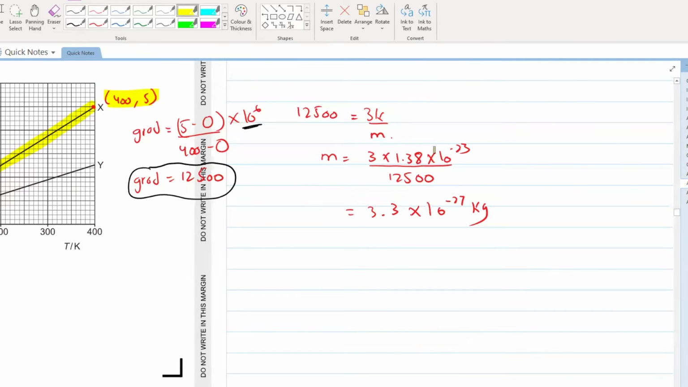What is k? 1.38 into 10 raised to the power of minus 23. That is the Boltzmann constant. Bring the gradient to this side. The mass of one molecule of X comes out to be 3.3 into 10 raised to the power of minus 27 kg.